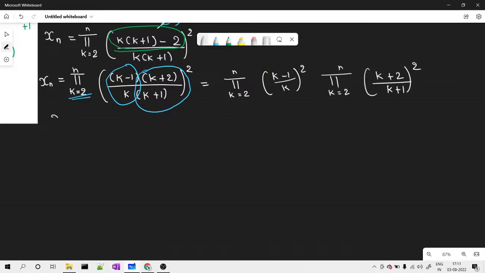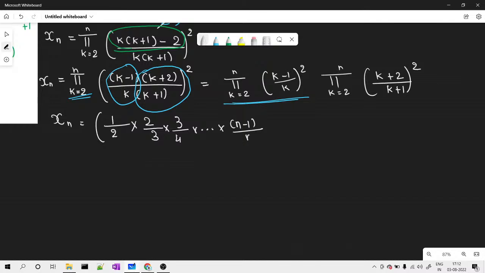Right? In the next step, we just substitute the values of k. In the first, I will start from 2 and keep on going. On the place of k, if I write 2, it is 2 minus 1, 1 by 2. Next I should write k equal to 3. So 3 minus 1, 2 divided by 3, and so on. It would be 3 by 4 and so on. Till what will I go? I will go till the value of k is n. That is nothing but (n minus 1) by n, and the whole square.